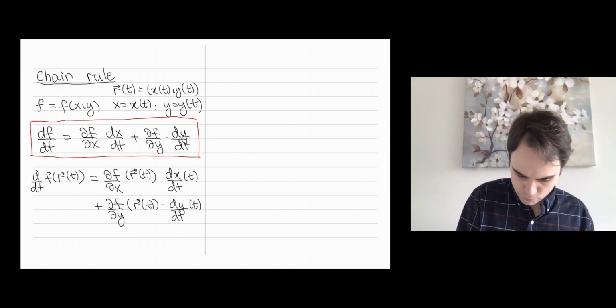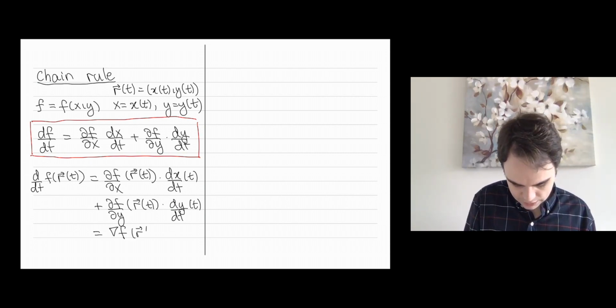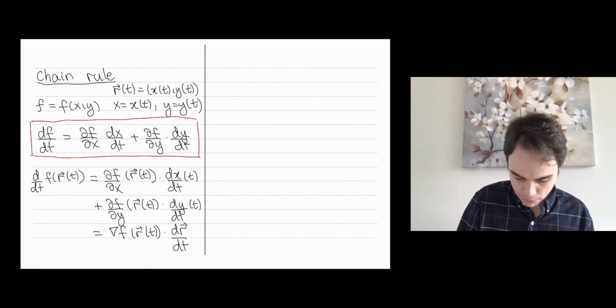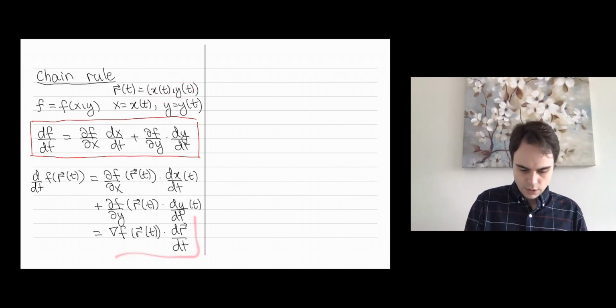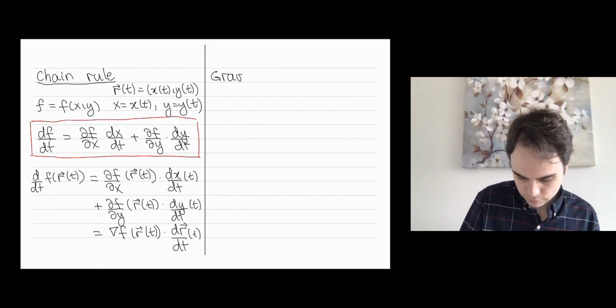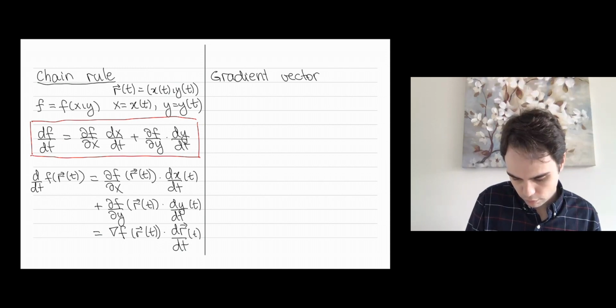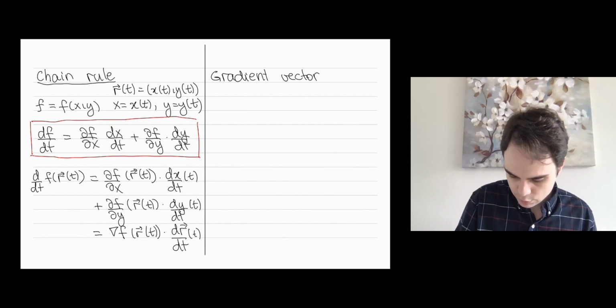I can also write this as the gradient of f evaluated at the point r of t, and then this is the dot product with the velocity, dx dt comma dy dt, if I evaluate it at t. So here I'm using the gradient vector, which is pretty clear.